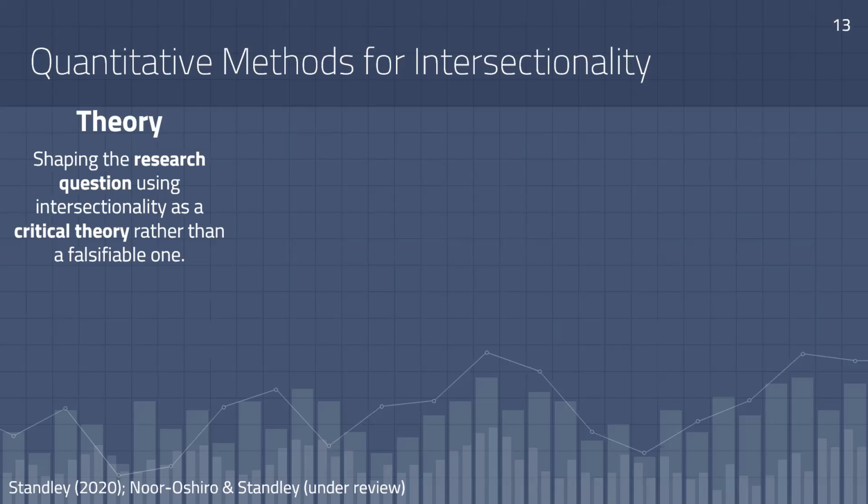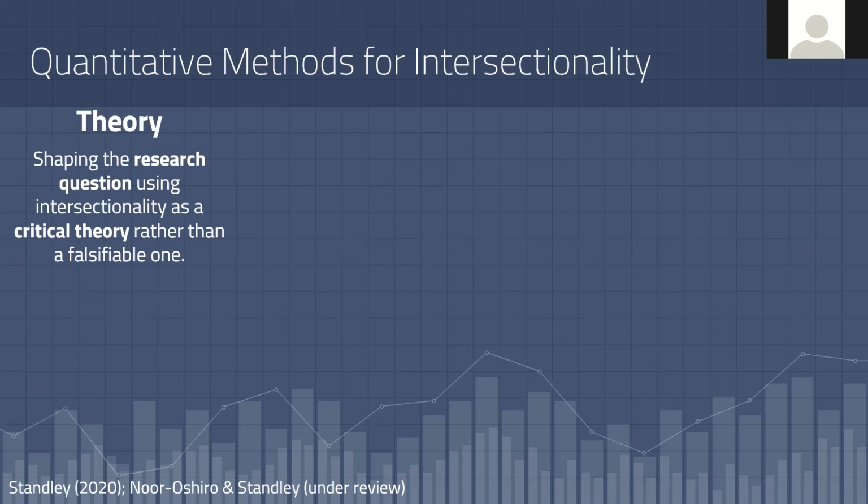as a critical theory rather than a falsifiable one. So what you're trying to do is conceptualize intersectionality not as an empirical theory that needs to be falsified using that positivist lens, but rather as a critical theory that guides the theory for the study.